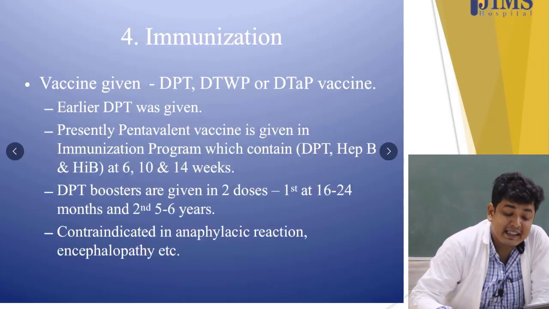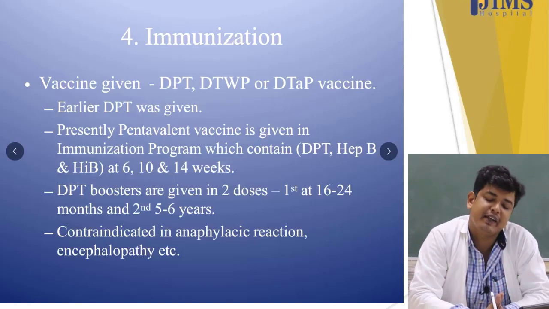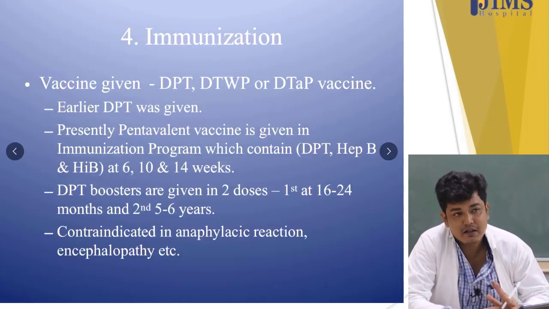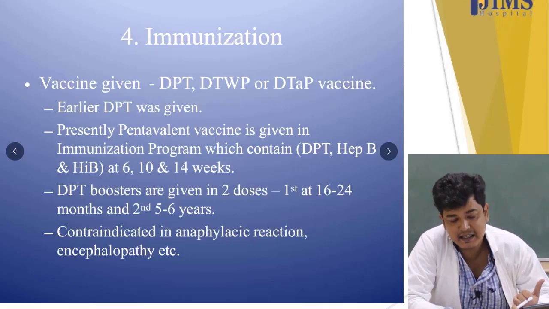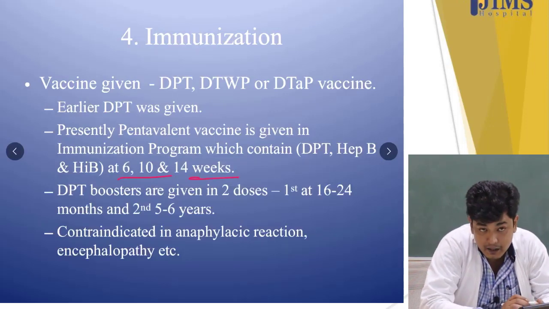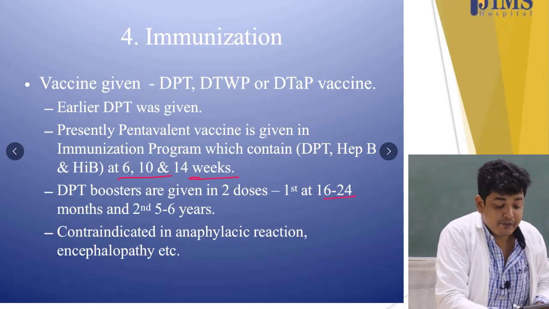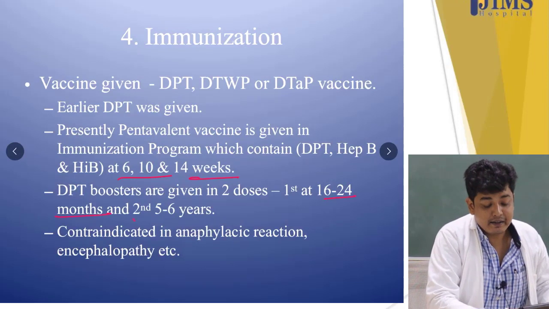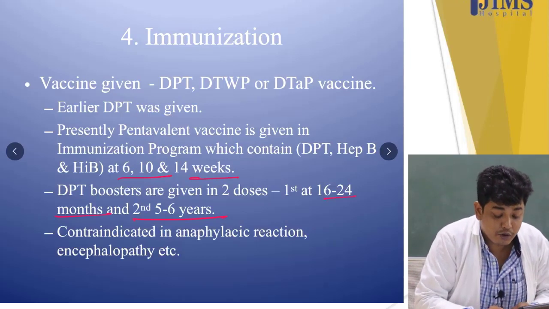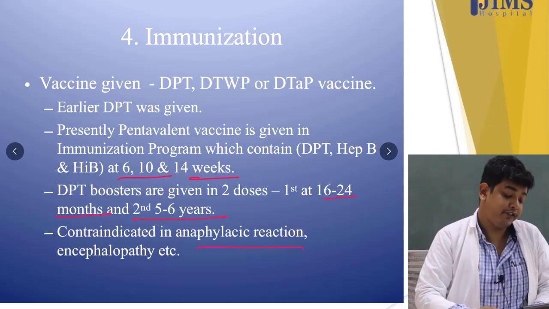And in case of immunization, you can give DTP, DTwP, or DTaP vaccine. However, in the national immunization schedule, what you are giving is called a pentavalent vaccine, which contains diphtheria, pertussis, tetanus, hepatitis B, and Haemophilus influenzae type B. And we give it at 6, 10, and 14 weeks interval. After this, at 6 to 24 months, we give the first booster of DPT. And again, at 5 to 6 years of age, we give the second booster of DPT. But this particular immunization will be contraindicated if a patient has anaphylaxis, earlier history of anaphylaxis, or encephalopathy.